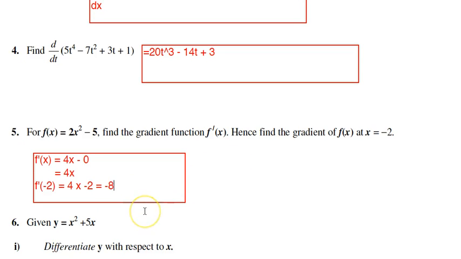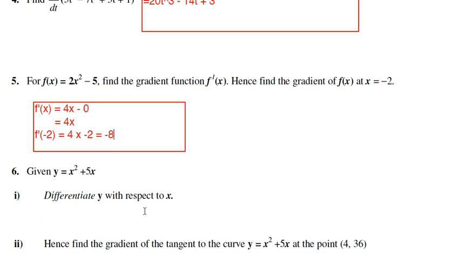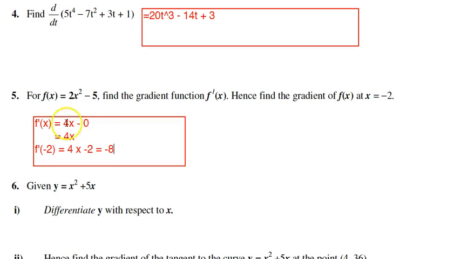Remember, we were doing that with all that curve sketching stuff we were doing when I was showing it to you on that program. So f dashed x is 4x. So therefore, that's your gradient function. You can substitute any value of x you want into that gradient function to find the gradient of the tangent to the curve at any point.